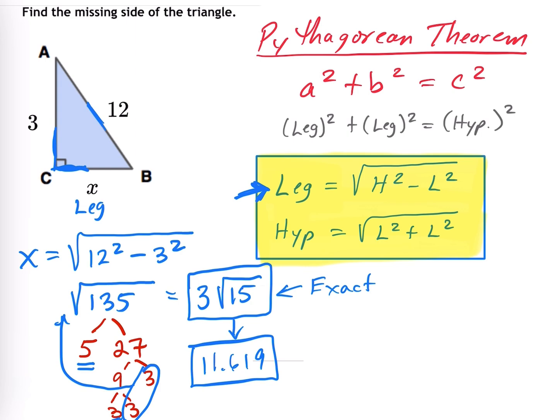So when you answer the question to this problem, give the exact answer as a radical. The second one is your approximate answer. So hopefully this video helps, and good luck on your Pythagorean theorem question.